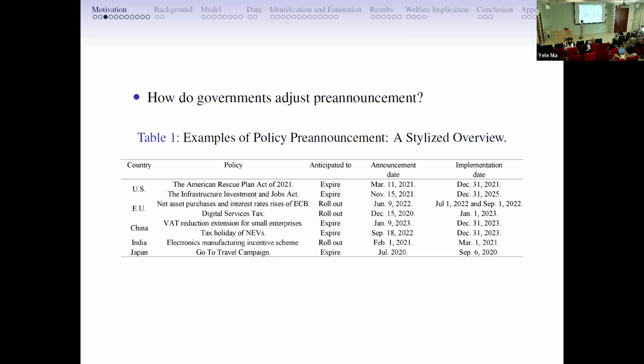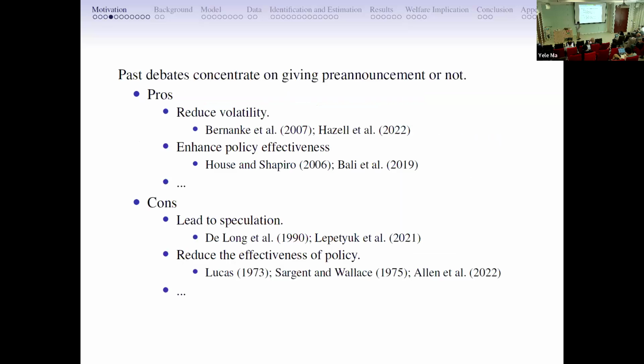So considering that there are so many examples in our policy implementation of policy pre-announcement, a crucial question is: should we give the market pre-announcement? Will it influence the policy's effects? In the past, there have been many debates on pre-announcement. For instance, some scholars show that if the market has pre-announcement, it can reduce volatility or enhance policy effectiveness. But some other research papers propose different ideas. They think with pre-announcement, the market will speculate, for example, on the benefits of the policy. So it might not always improve the policy's effectiveness.